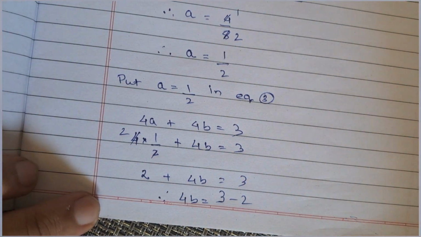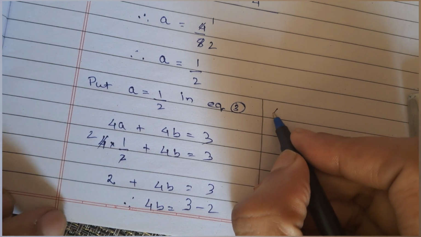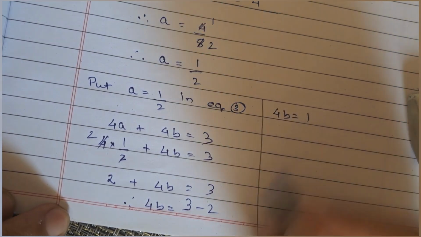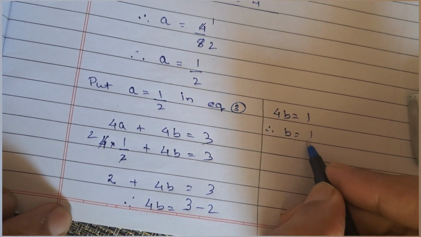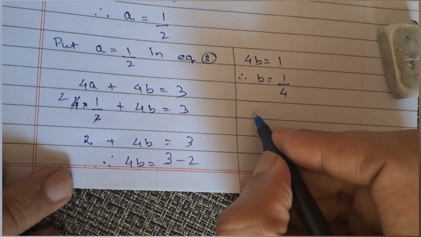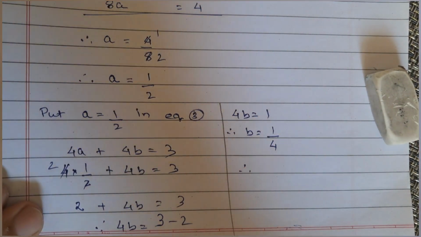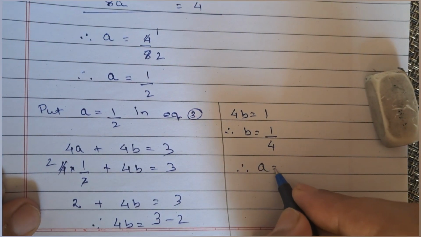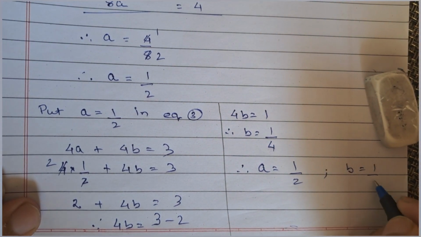Let me just take some place over here beside. So this will become 4B is equals to 1. And finally B is equals to 4 will come down, 1 upon 4. Let me write both the values together, A and B. So A was 1 upon 2 and B is 1 upon 4.